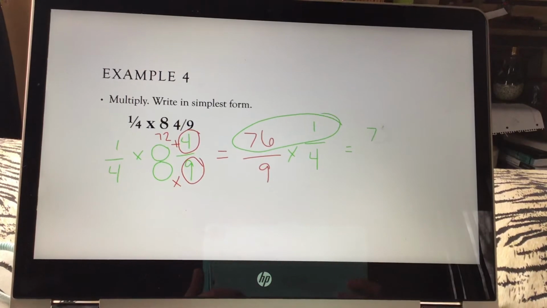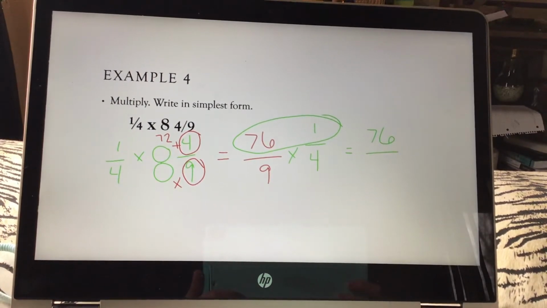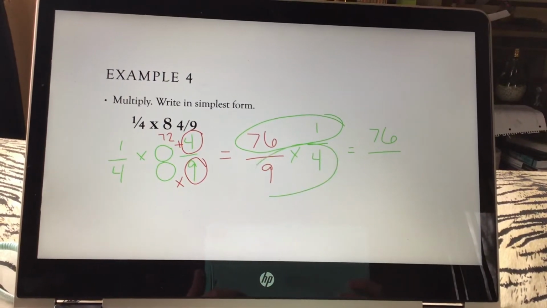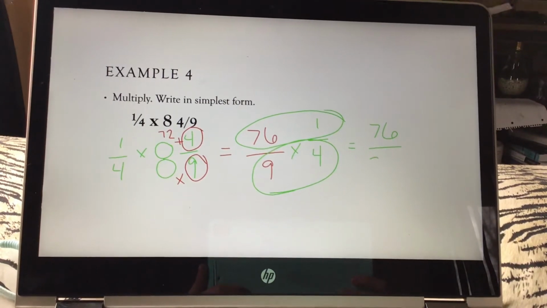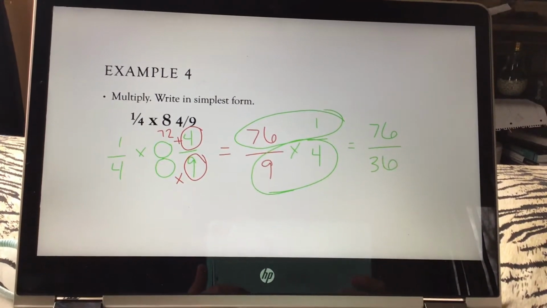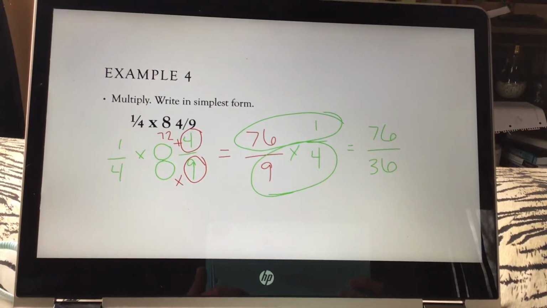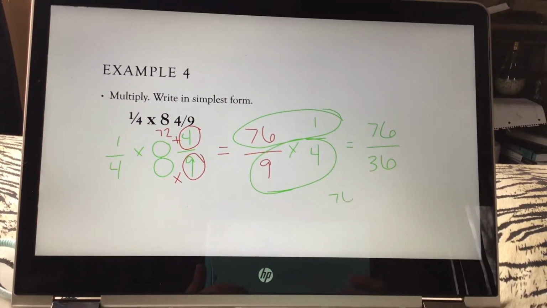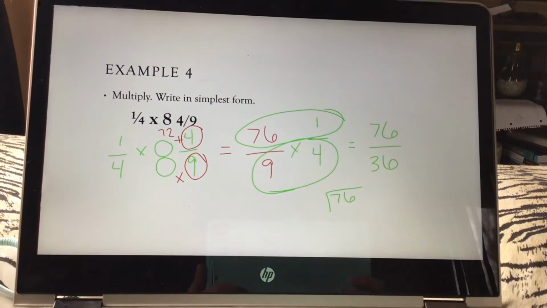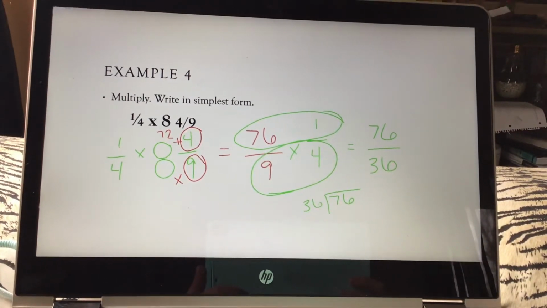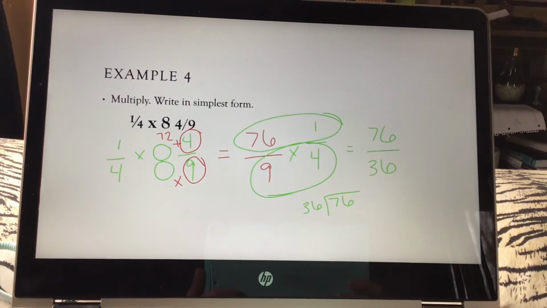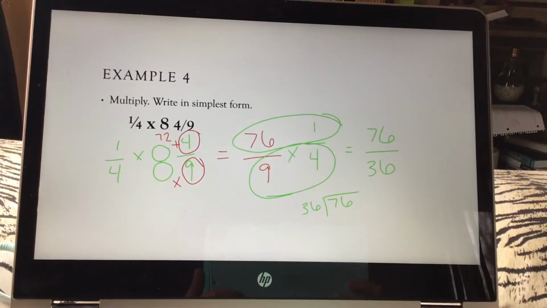Multiply our numerators. We get 76 over 9 times 4, 36. You can do long division for this. You can take your 76 and divide by 36. How many 36s go into 76? We can fit 2 of them, and we're at 72.